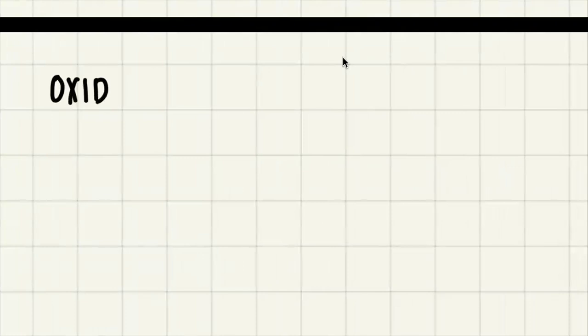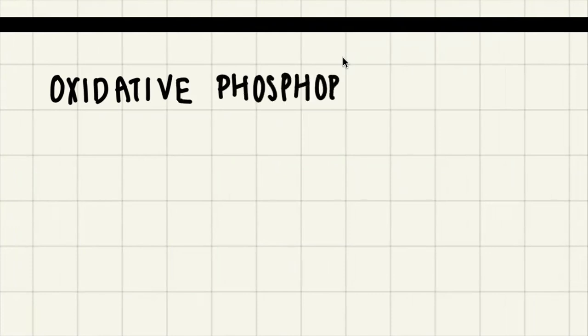Alright, okay, so now we're done. Now that we're done with Krebs cycle, we have generated a lot of reduced coenzymes, NADH and FADH2. So where does all of this NADH and FADH2 go to? It goes to oxidative phosphorylation. Yay, we're at our final stage of aerobic respiration.